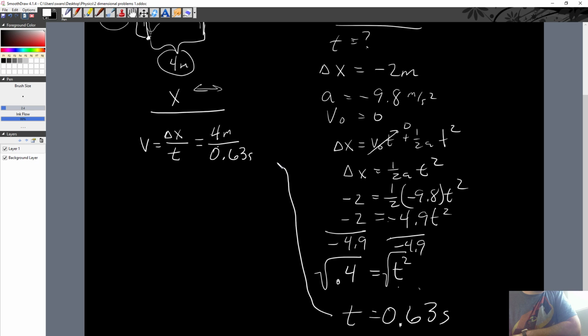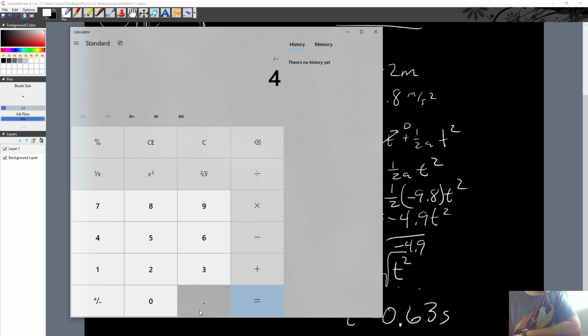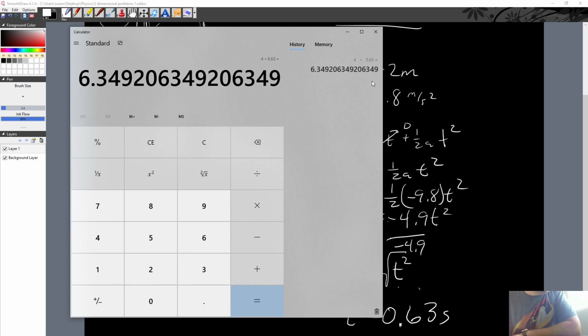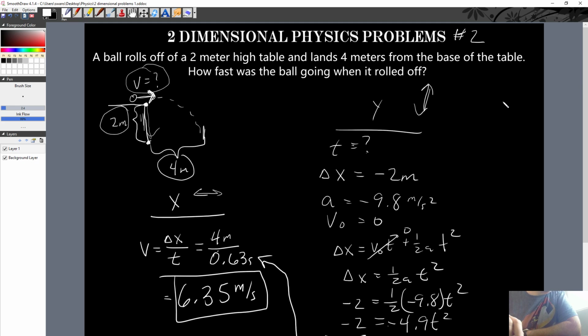So I'm just going to put that right there, and then just divide this. 4 divided by 0.63. Let's do that. And it must have been going 6.35. We can round that last 4 right there. 6.35 meters per second. So the answer is 6.35 meters per second. That is how fast the ball was rolling. So now we know the speed, and that's all there is to it.